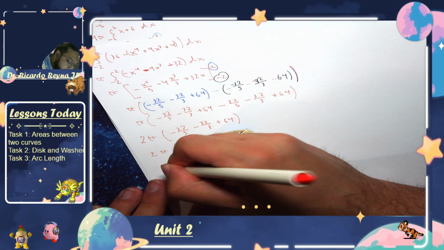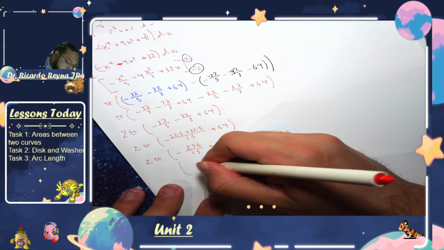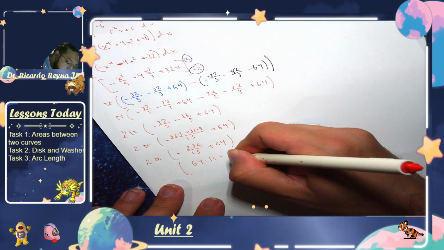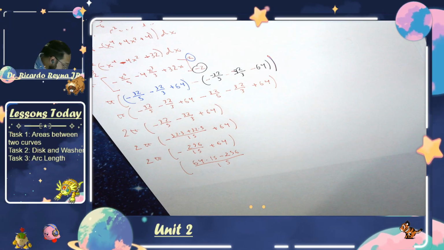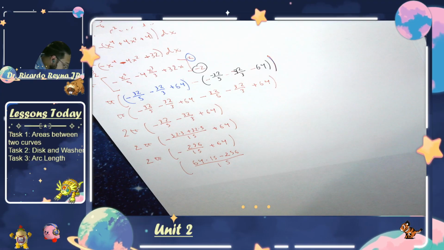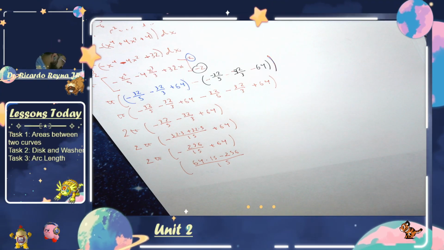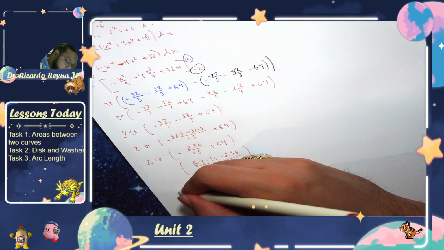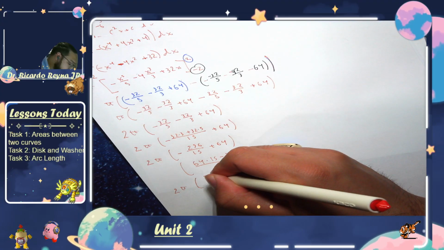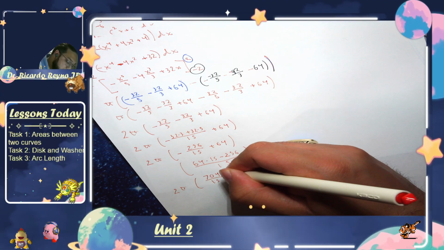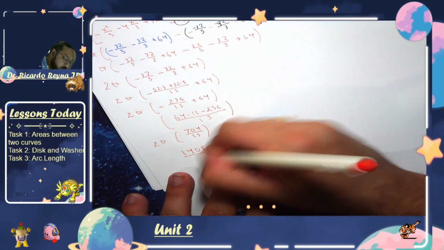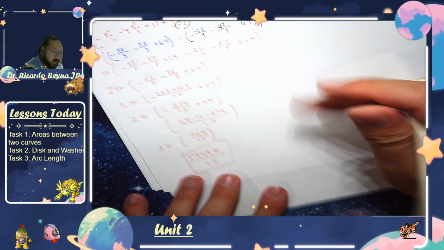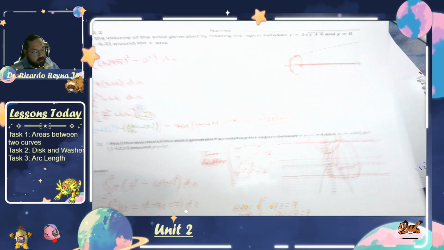Rewrite this. 64 times 15 minus 256 over 15. So 2 pi, 704 over 15. And then we can rewrite this as 1408 pi over 15 as your final answer. All right, let's keep it going.